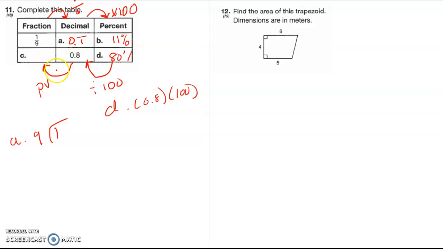Sorry. So this is place value. C is place value, so it's 8/10, but I have to reduce. So I have 4/5, which goes right here.